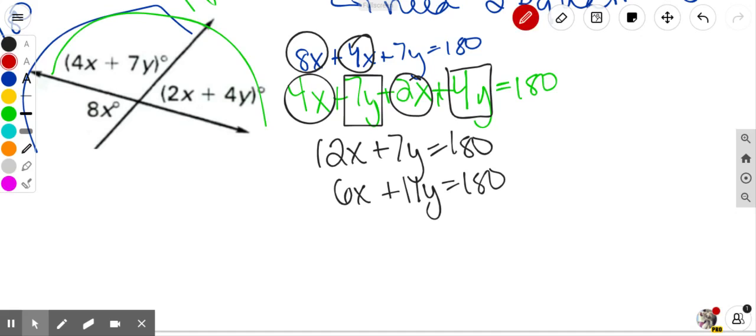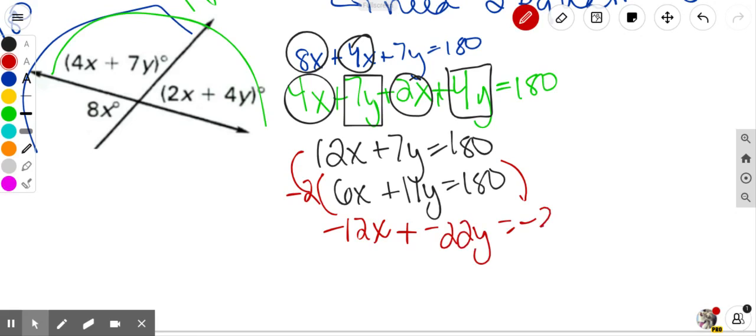So remember, for elimination, you want to look at the coefficients of the variables and see if you can get them to be the same number but opposite signs. I notice here 12 and 6 would be pretty easy. If I multiplied this entire equation by -2, I would get -12x, and then if I added those two together, they would cancel, and that's your goal for elimination. So I'm going to multiply -2 by all of these. So this one would be -22y, and then -360.